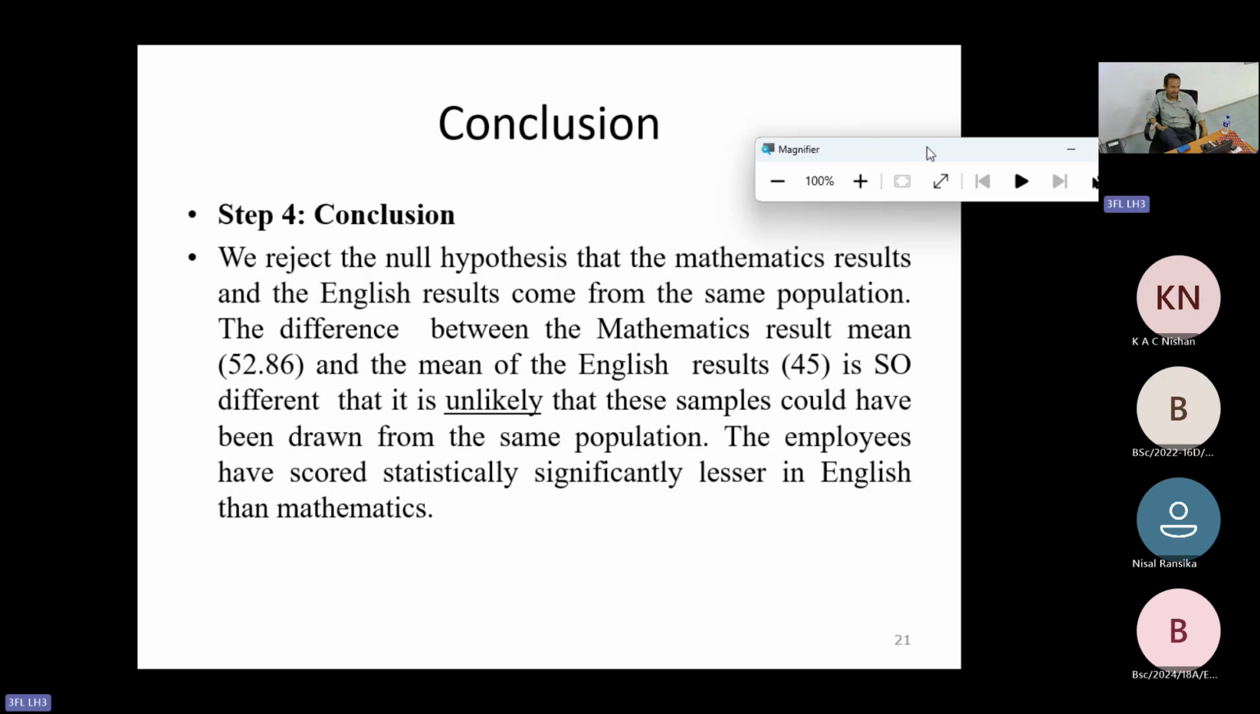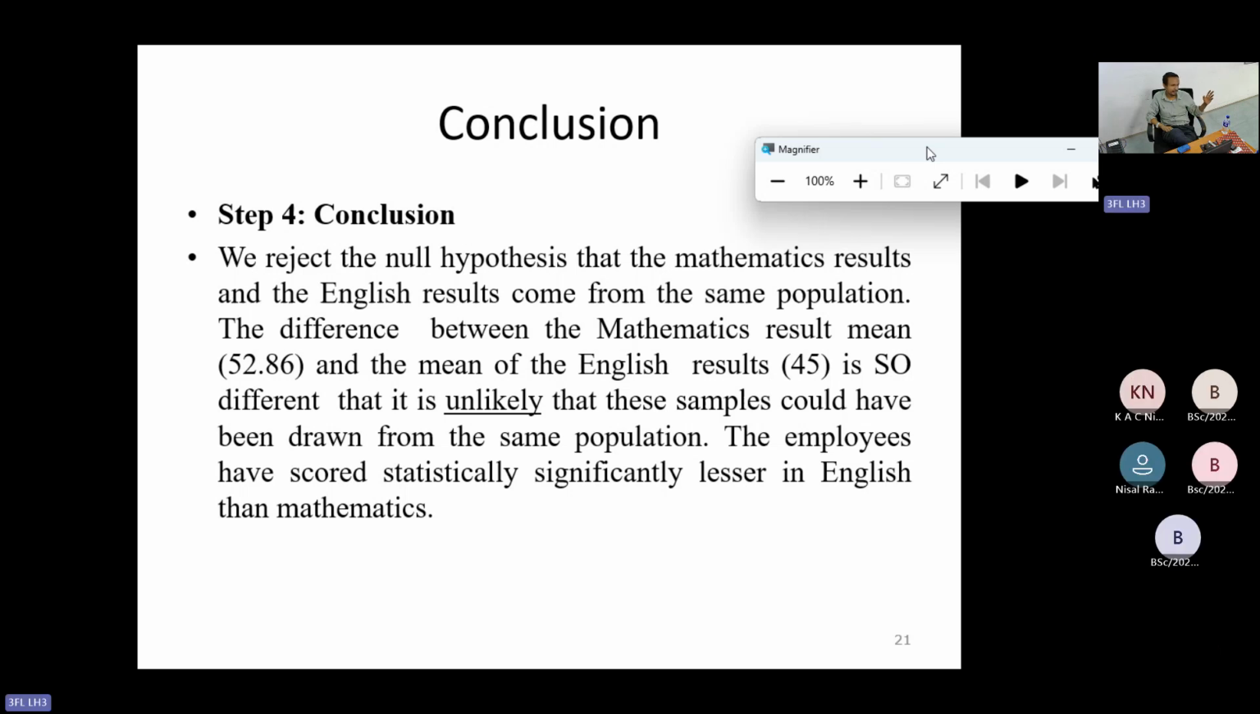45 and 52.86. So again, you follow 4 steps. What are the 4 steps? Step number 1 is the null hypothesis. The null hypothesis is an assumption you make at the beginning. What you say is there is no significant difference between average mathematics marks and average English marks for these employees. Then step number 2, decision criteria. What's the decision criteria? If the sig value or p value is less than 0.05, reject the null hypothesis. Then step number 3. What's step number 3?